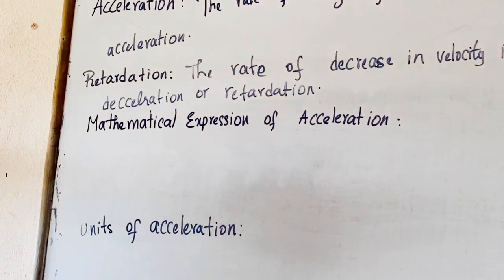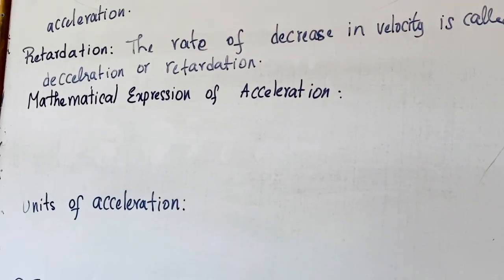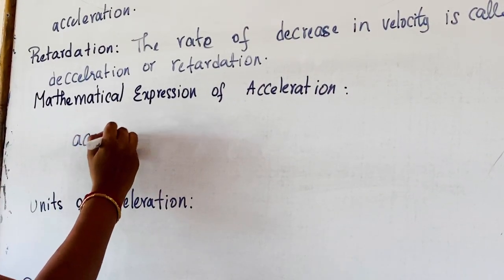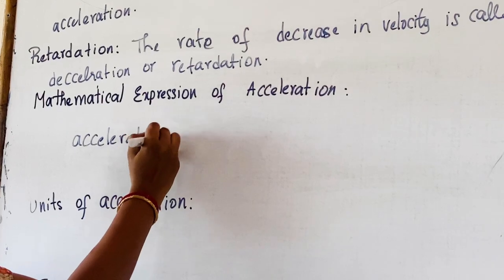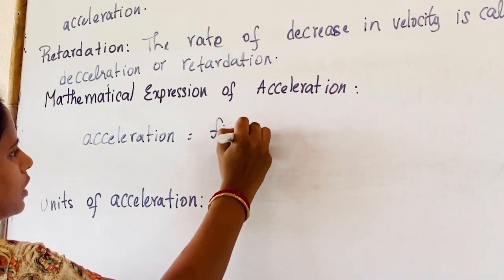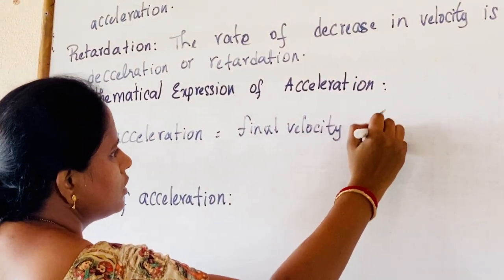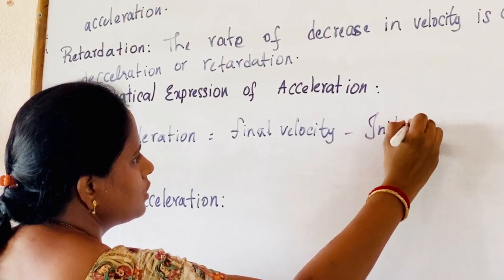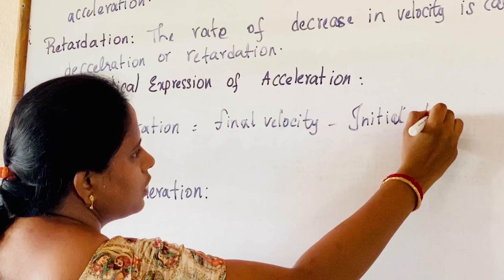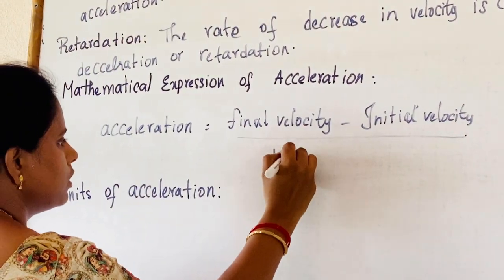Now the mathematical expression for acceleration is final velocity minus initial velocity by the time interval taken. Acceleration is equals to final velocity minus initial velocity by time interval.